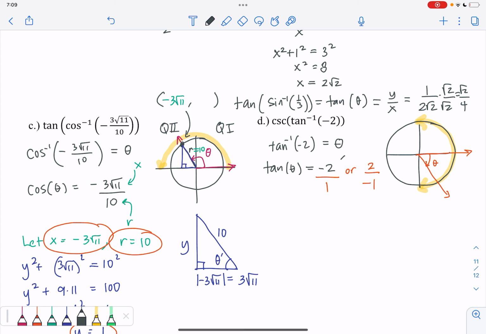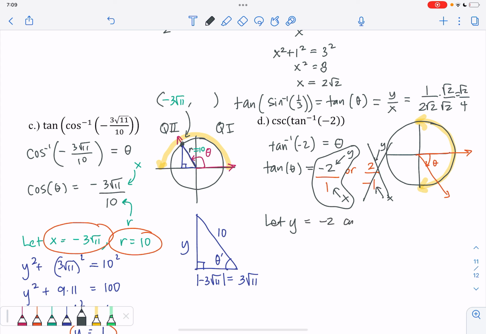Well, this is y and this is x for tan. But if I'm in quadrant 4, my y's have to be negative, and my x's have to be positive. So I can't have this, and I need this case here. So I'm going to say let y equal negative 2 and x equal 1. Okay, good. Now I need to solve for my r.